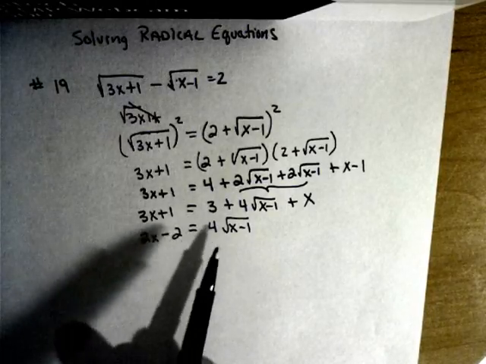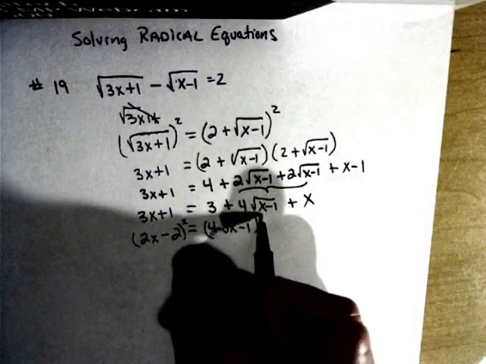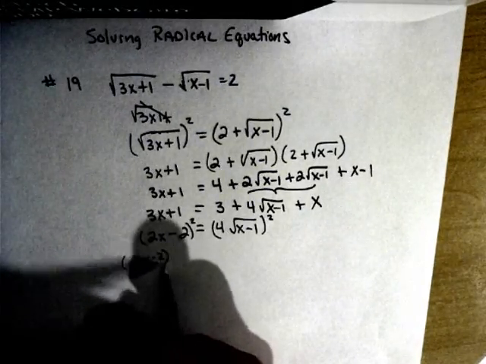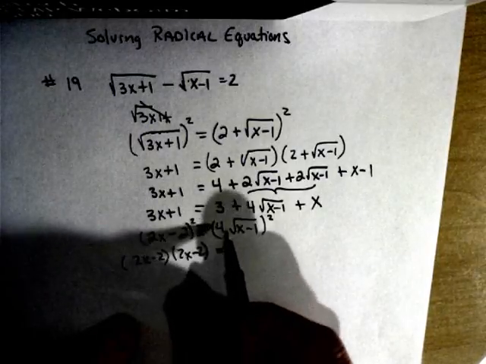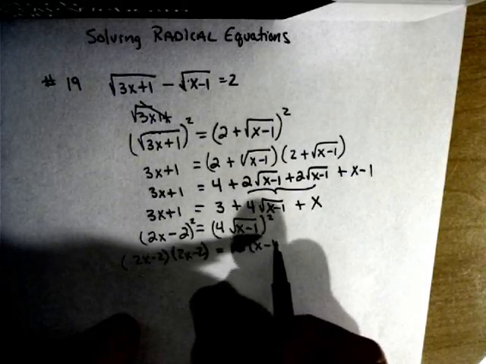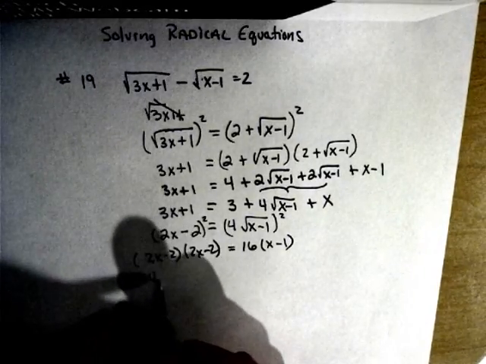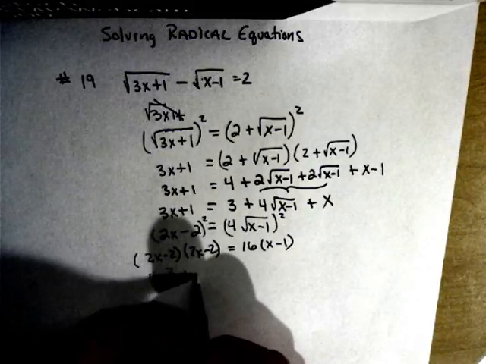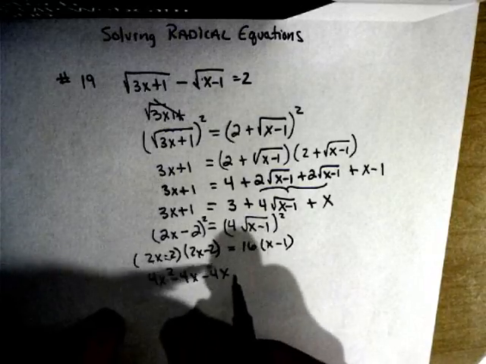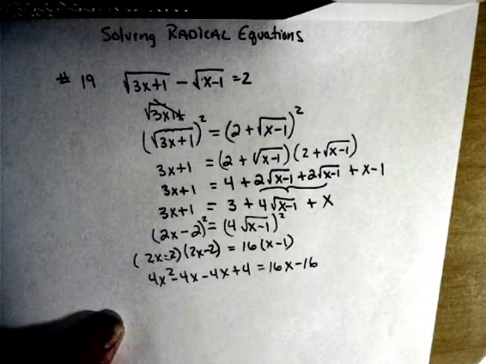Now we have to undo this radical, so again we're going to have to square. We'll square both sides. FOIL 2x minus 2 times 2x minus 2 will equal 4 squared, which is 16, times radical x minus 1 squared, which is just x minus 1. FOIL this. 2x times 2x is 4x squared, minus 4x from the outside. Inside gets us another negative 4x, and our last term, negative 2 times negative 2, is a positive 4. We'll now get 16x minus 16.